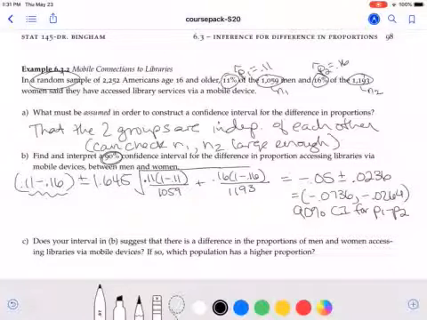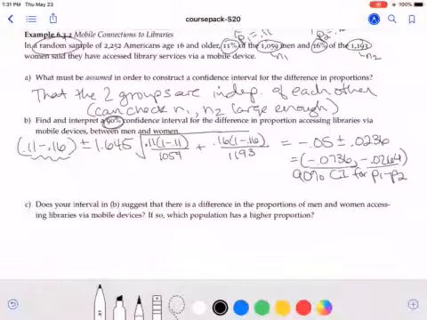And if you look at the filled in notes, you can see the interpretation, which would be that we're 90% sure that the difference in these population proportions of men and women who access the library on a mobile device is between negative 0.0736 and negative 0.0264. And then lastly, we're asked if this interval suggests that there is a difference in these proportions, and if so, which population is higher in terms of their proportion.